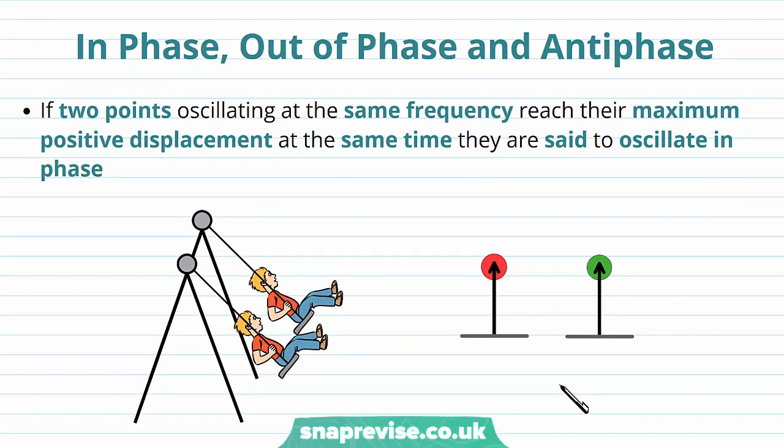So now that we understand what we mean by the phase of a wave and we know how to find the phase of a wave, we're going to look at what it means for 2 waves to be in phase, out of phase, or in antiphase.